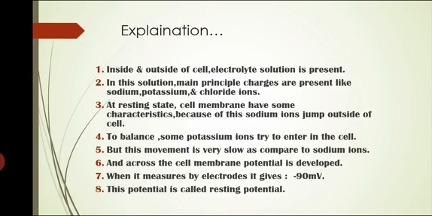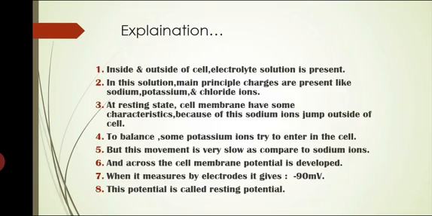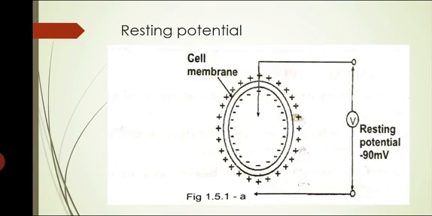When this potential is measured using electrodes, it gives minus 90 millivolt. And this potential is called the resting potential of the cell. In the resting state, outside of the cell there are more positive ions, and inside of the cell there are more negative ions. So this is the resting state of the cell.